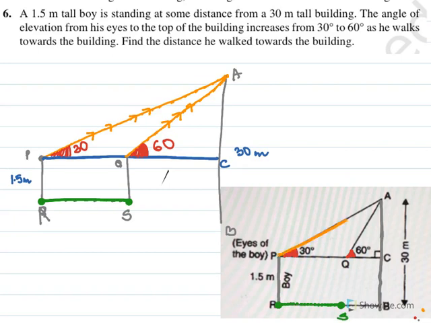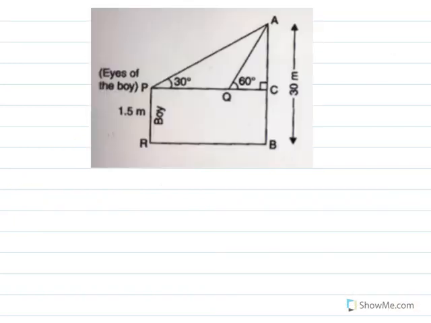This was his line of sight when he was at P, looking at the building. Then he came to Q and again looked at the building. This was the line of sight. So let's go ahead and use trigonometry and find RS, the distance traveled by him.